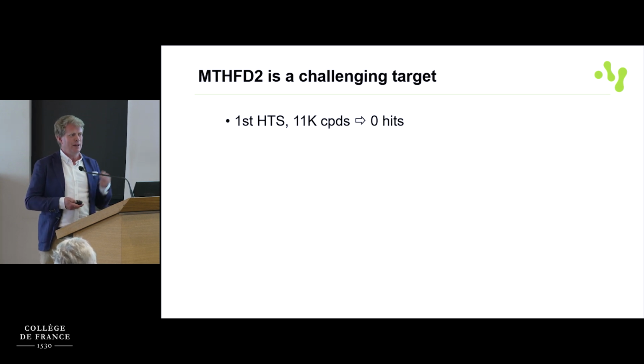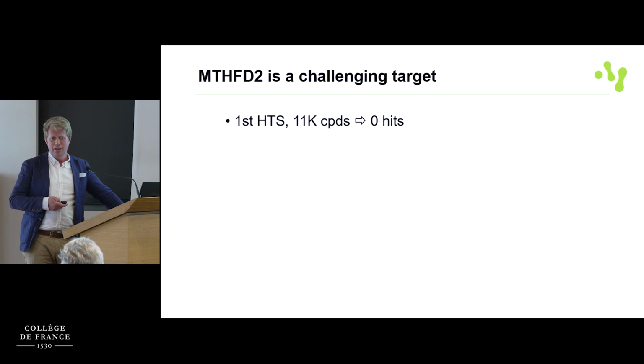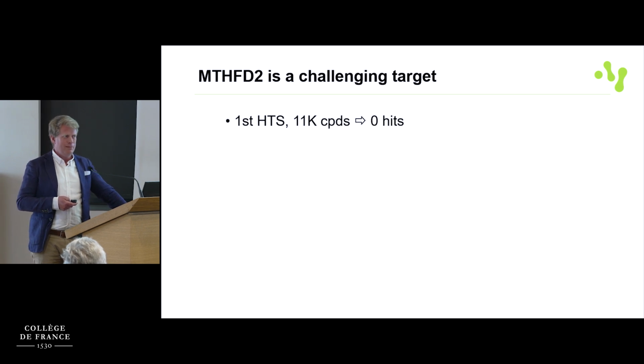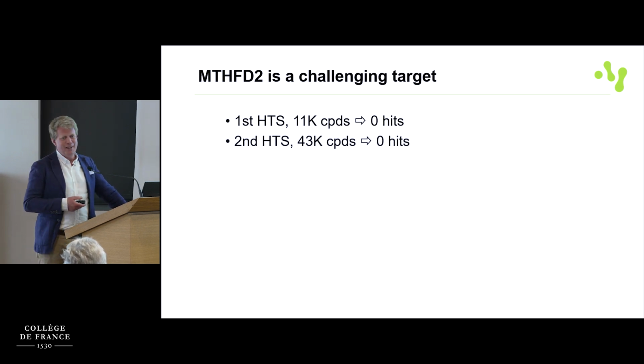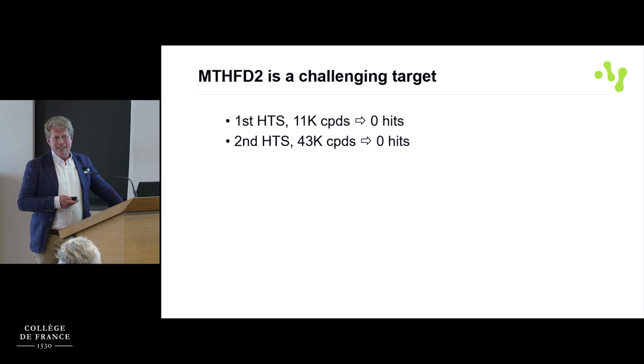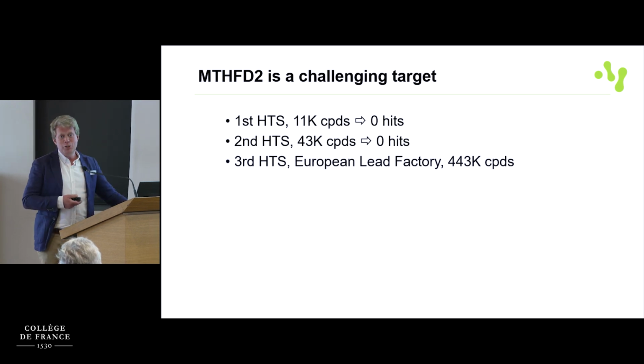So what do you do then? They came to me and asked, we want to screen more. And I said, well, it's going to be expensive, but they want to screen more. Okay. We screened 43,000 compounds and no hits. And then they said, we want to screen more. And I said, well, we can't really afford it, but European Union can.